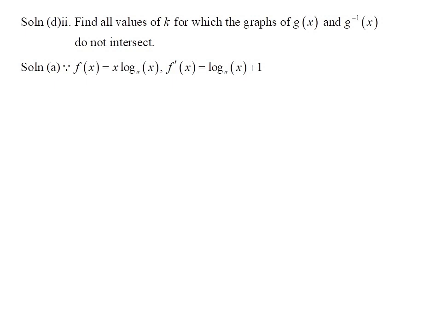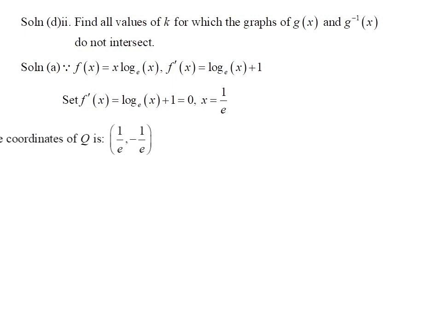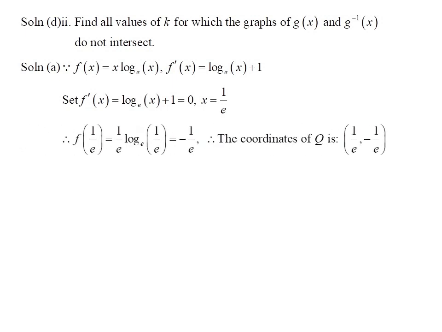Since f(x) equals x logarithm base e of x, its derivative f'(x) equals logarithm base e of x plus 1. We set f'(x) equals 0, which gives x equals 1/e. Hence, f(1/e) equals (1/e) logarithm base e of (1/e), which equals negative 1/e. So the coordinates of point Q are (1/e, -1/e).